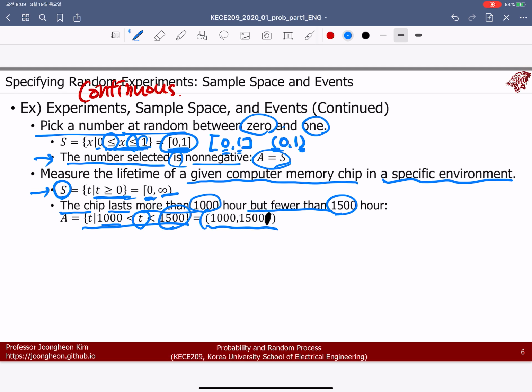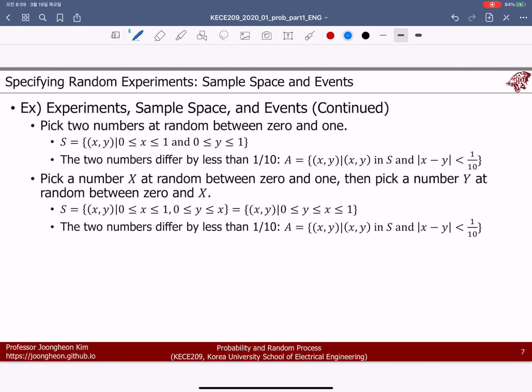As I told you before, this means that we are not including 1000. We are not including 1500. So it's very easy and straightforward.